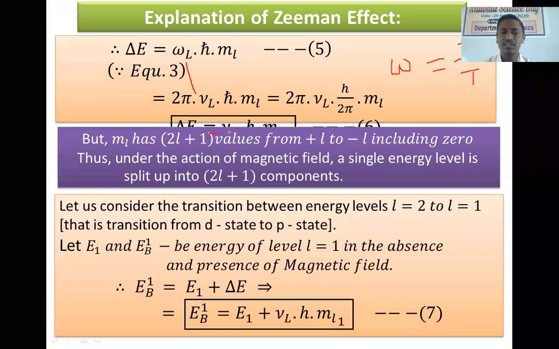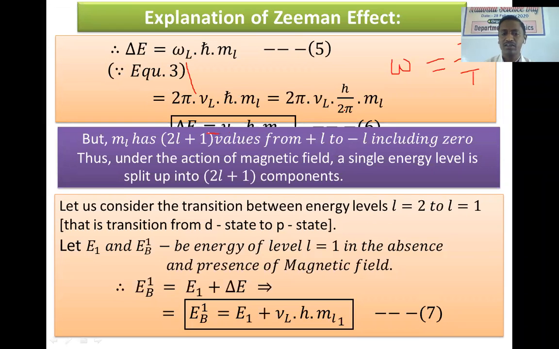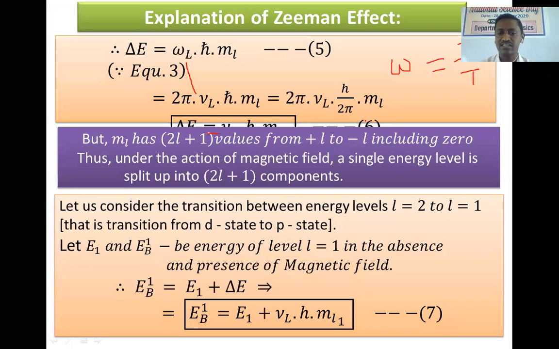delta E equals nu L into h into ml. Okay, let's remember here, delta E equals nu L into h into ml, because twice pi in numerator and denominator got cancelled. It is our equation number 6.